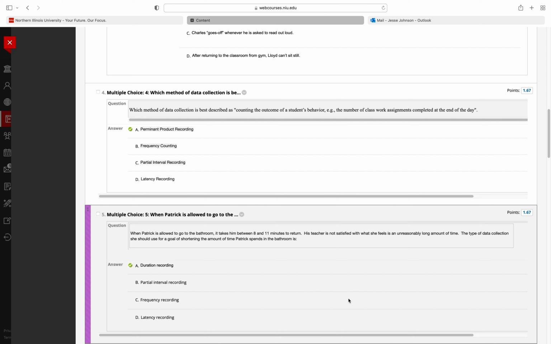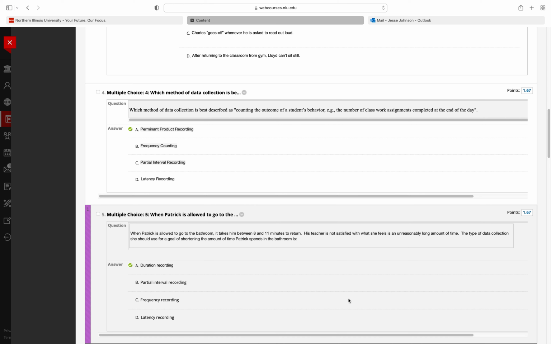Number four, we're looking at the outcome of a student's behavior. The correct answer is permanent product recording. For this one, I also counted frequency recording, and I did that hoping that you'll learn from this, because permanent product frequently gets missed. But always think, if I don't observe the behavior occurring, yet I can go in and see what the behavior produced and count that, that's permanent product recording.